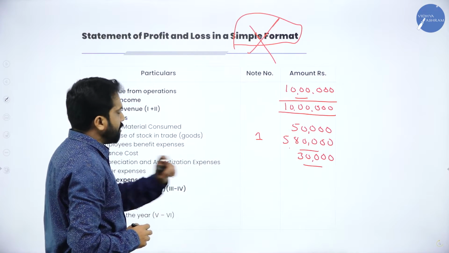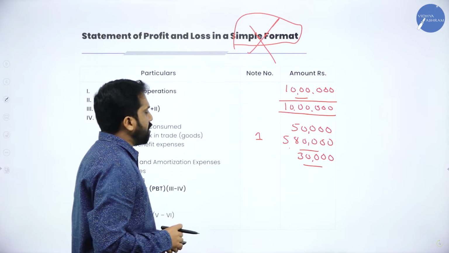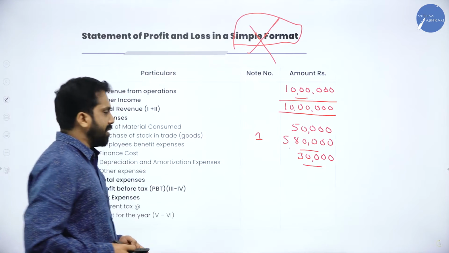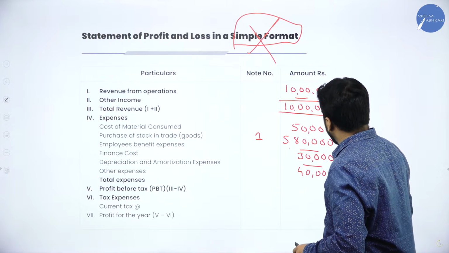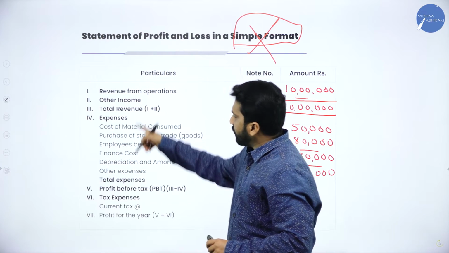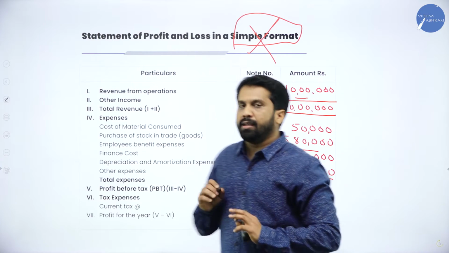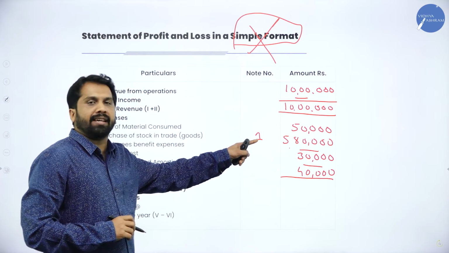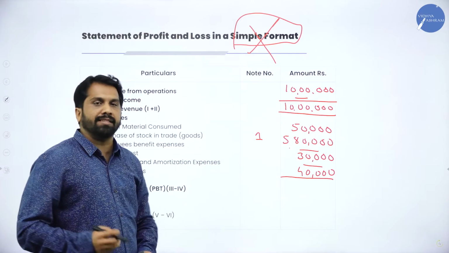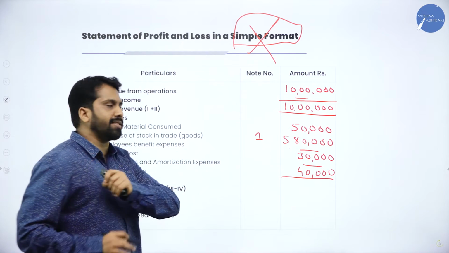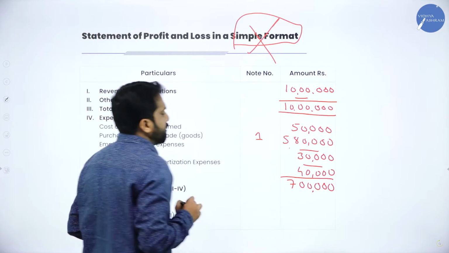Your finance cost is over. Depreciation is not given. Other expenses, how much did we get? We got 40,000. So, other expenses you should mention 40,000. So, all the expenses are done. We should total everything. How much did you get? Now, 50,000 plus 5 lakh 80, 6 lakh 30, plus 30, 6 lakh 60, plus 40, 7 lakh. What is your total expenses? Yes, your total expenses are 7 lakh.